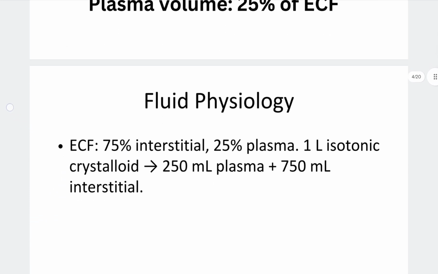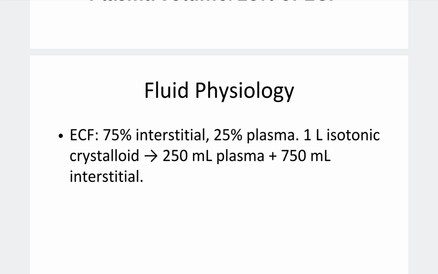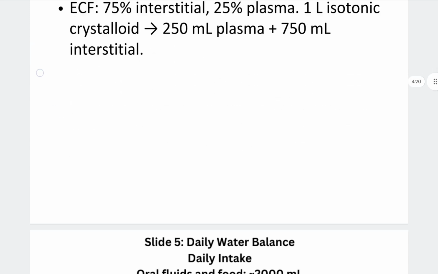Coming to the fluid physiology, extracellular fluid is, as I said, 75% interstitial and 25% plasma. Suppose we infuse a patient with 1 liter of normal saline or any kind of crystalloid fluid, only 250 ml of it is retained in the plasma and 750 ml is distributed to the interstitial or third space, which leads to tissue edema, ARDS, bowel edema or edema at any site, which leads to anastomotic dehiscence and pulmonary edema. So fluid resuscitation is very important.